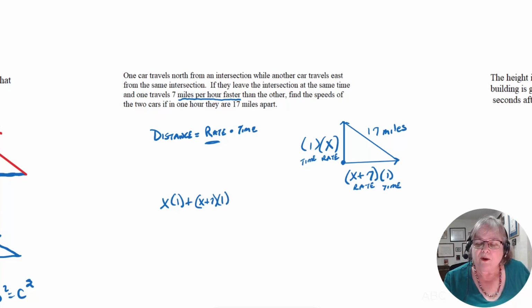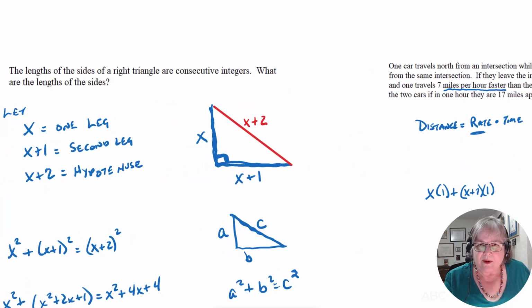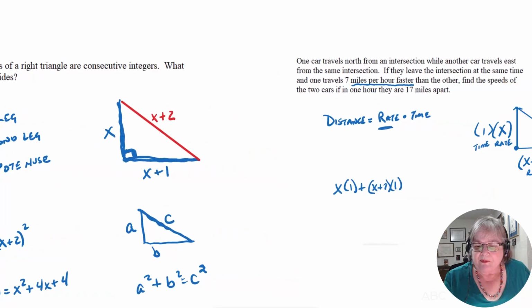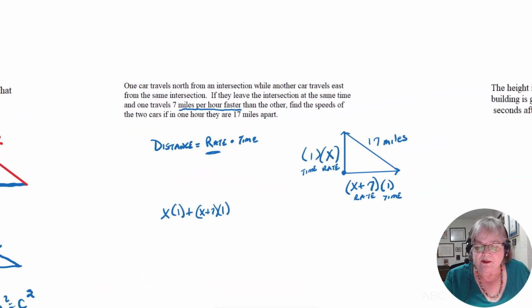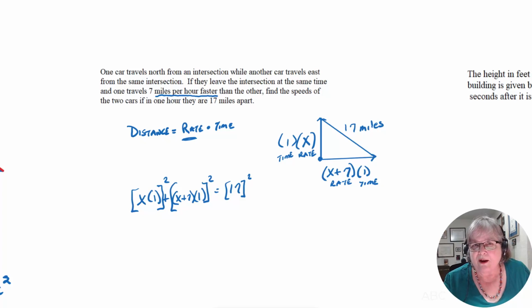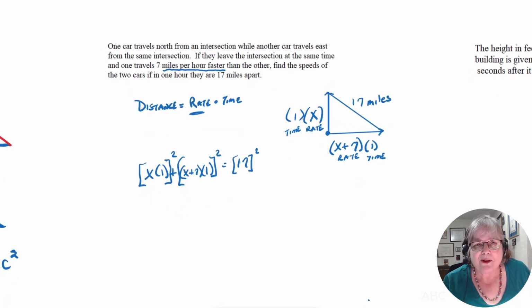Now, what do we know from over here about the sides of a triangle? The squares of the two legs. So this x times 1 squared plus this x plus 7 squared is equal to 17 squared. Now, if they had been traveling for 2 hours, you would put 2's there. If it was a half an hour, you would put 0.5 for half an hour. Or if they said 30 minutes, it'd still be half an hour, right?